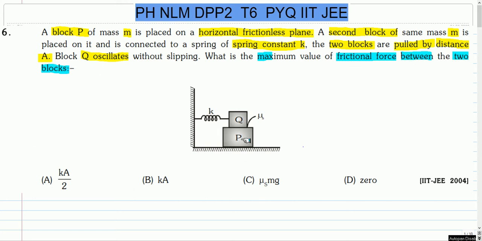So these are the two blocks P and Q. There is no friction between block P and the bottom horizontal surface. There is friction between blocks P and Q, and the coefficient of static friction is mu s. This friction force is sufficient to keep the two blocks together. The whole thing is pulled by a distance a to the right and left to oscillate. We have to find the maximum value of the friction force between blocks P and Q.